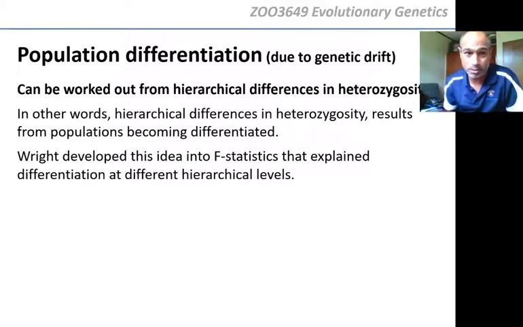So don't miss out. Right, so Wright developed this idea into the idea of F statistics, which is a convenient way to show differentiation of populations at different hierarchical levels.